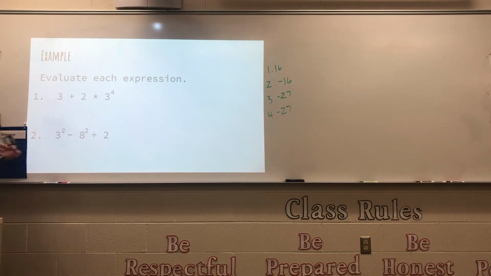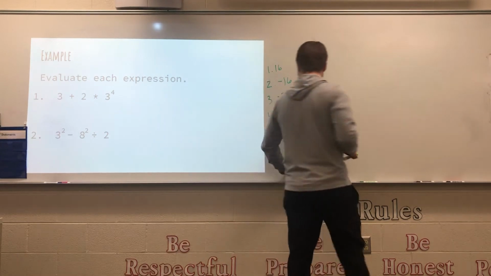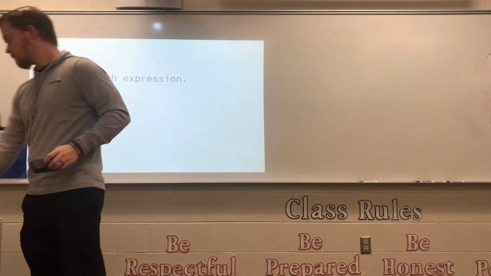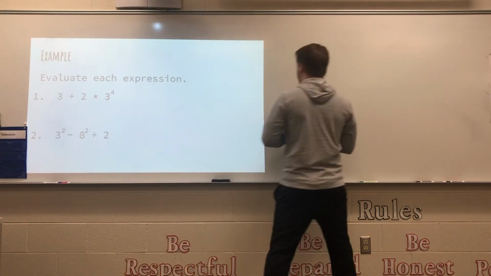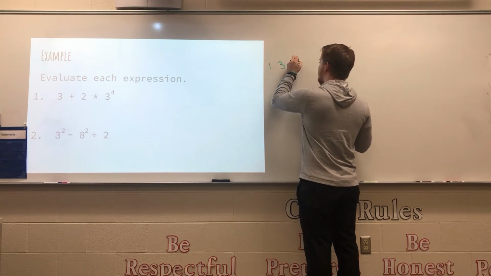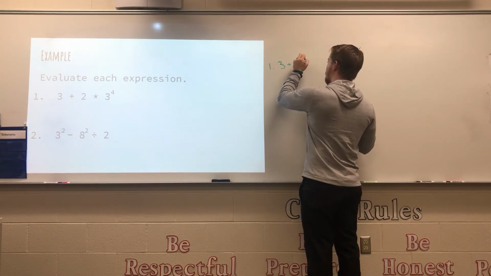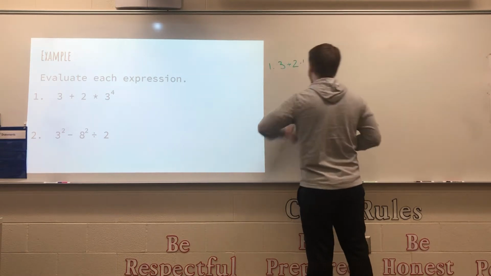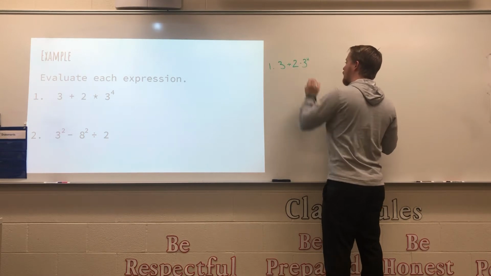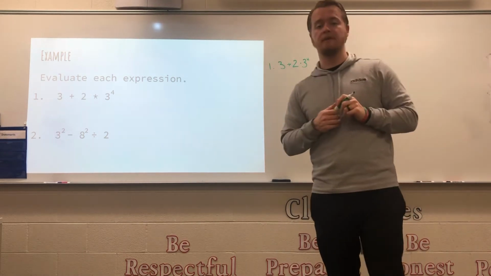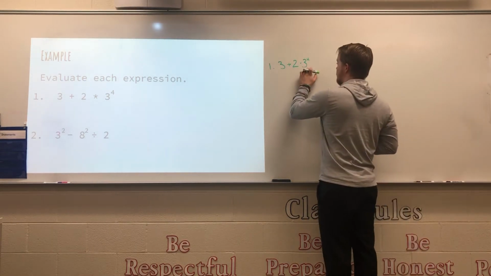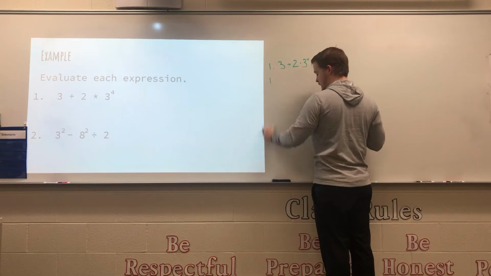All right, let's look at these. It says evaluate each expression. So the first one we have 3 plus 2 times 3 to the 4th power. So actually this should be very simple. It's just order of operations. Whenever you're doing order of operations, you start with your exponent, which here is 3 to the 4th. So I'm going to simplify that first.